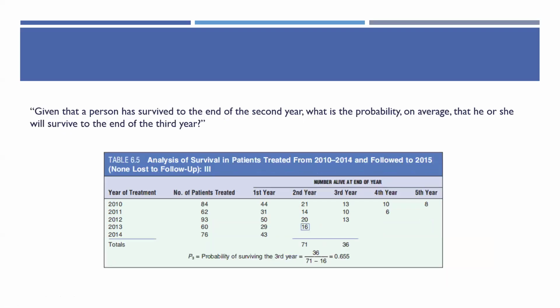Next, given that a person has survived to the end of the second year, what is the probability on average that she or he survives to the end of the third year? To get the probability of surviving the third year, we divide 36, the patients alive after the third year, by 71, the patients alive after the second year, minus 16 patients. These 16 were enrolled in the later year, and we do not have any further information regarding these 16 patients.